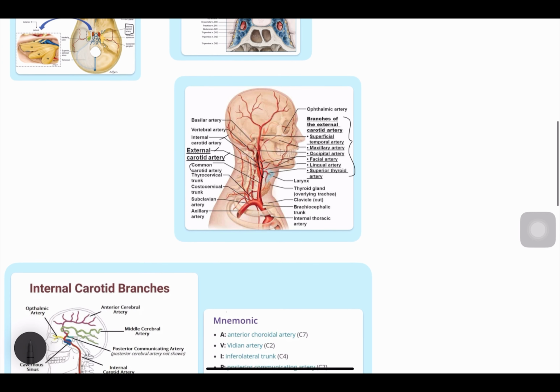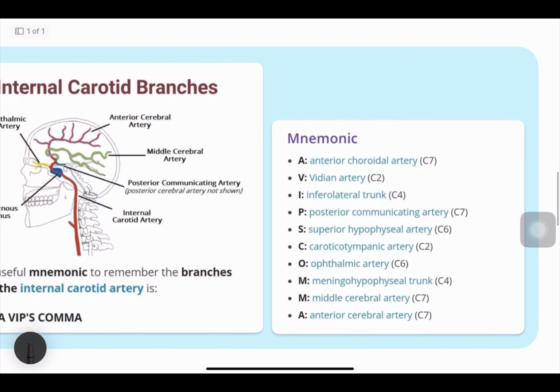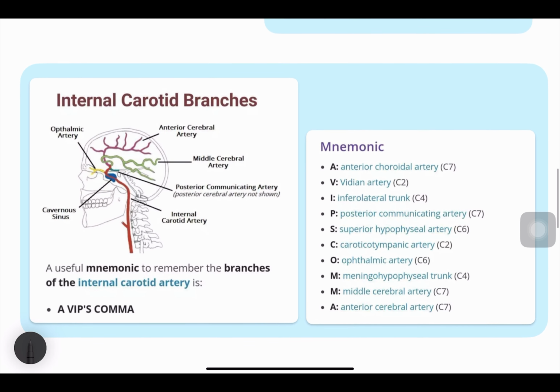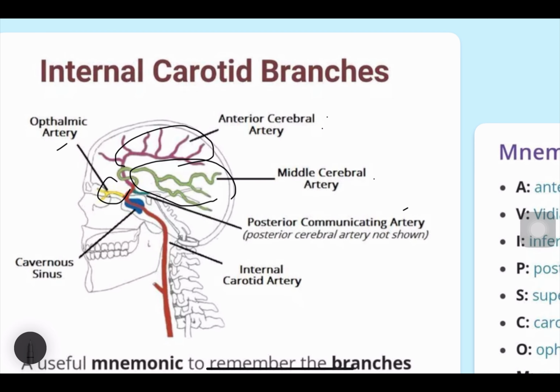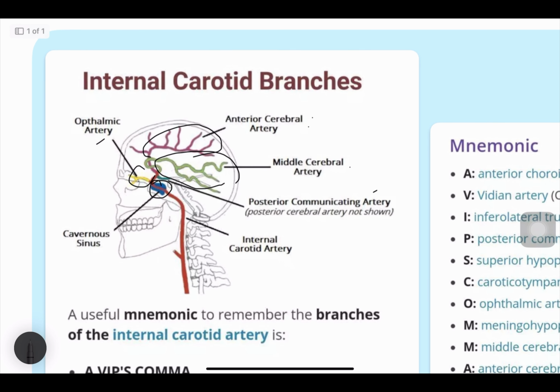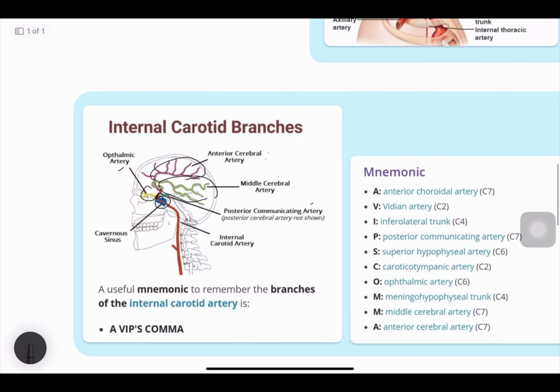face and neck. And here is a small mnemonic, A VIP is coma, for the branches of the internal carotid artery, which include mainly the anterior cerebral and middle cerebral, which supplies the middle region of the cerebrum. Over here, this is the anterior cerebral artery, the ophthalmic artery, and the communicating artery. Even in this picture, we can see the internal carotid artery coming out of the cavernous sinus and giving off the branches.